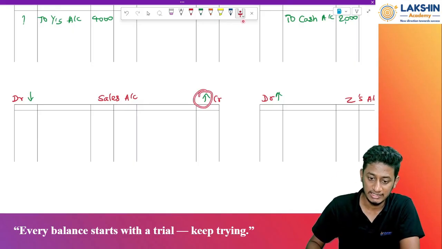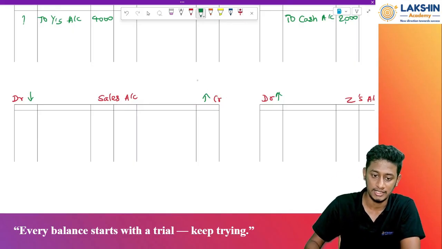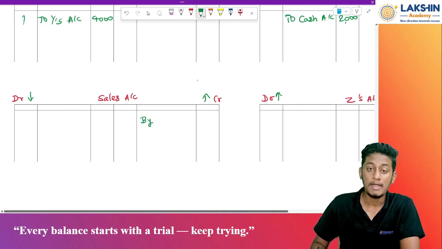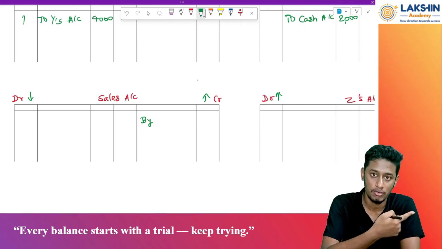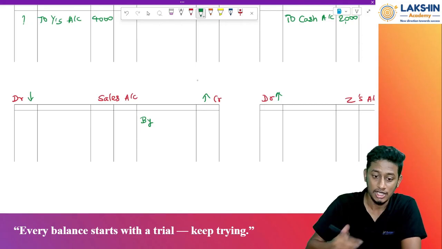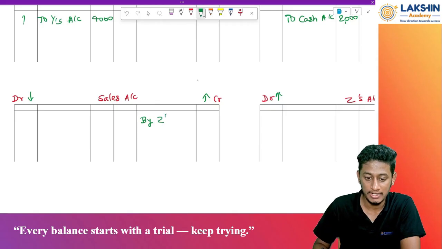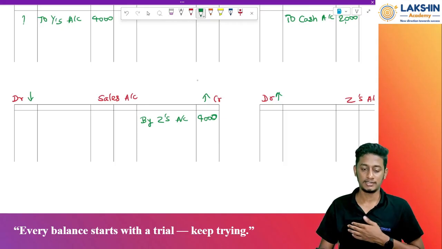So whenever the sales increases, I will credit the account. So now credit the account. By what? I am selling it to Z. If he had paid me, it would have been by cash account. But he has not paid me anything yet, right? So it will be by Z's account, rupees 4,000. Agree with this?